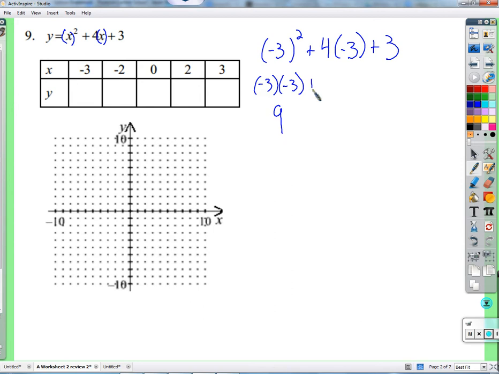All right? Plus a 4 times a negative 3. What's 4 times negative 3? Negative 12. So plus a negative 12. Plus 3. So minus 12 plus 3. Let's see. This is 12 minus 12, 0. Next, negative 2 times negative 2 is positive 4, minus 8, plus 3, negative 4 plus 3, negative 1.